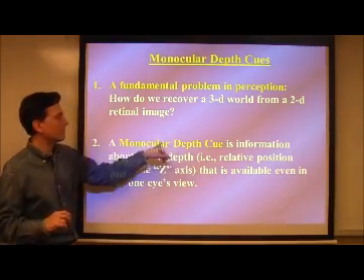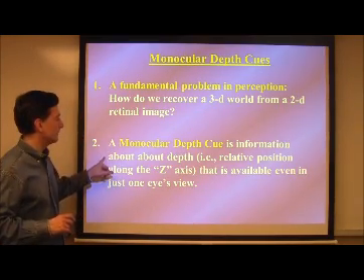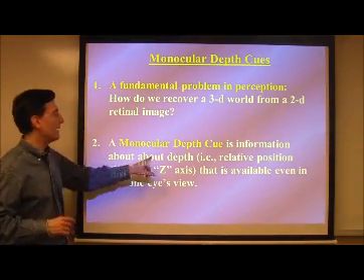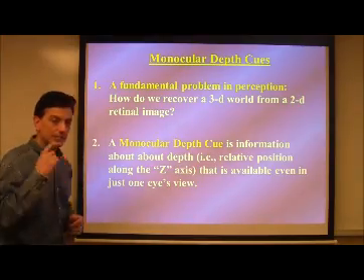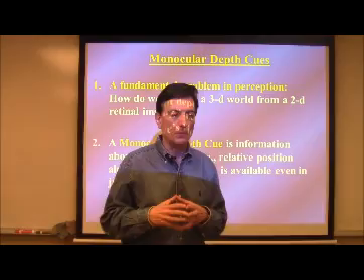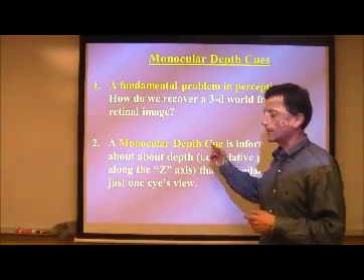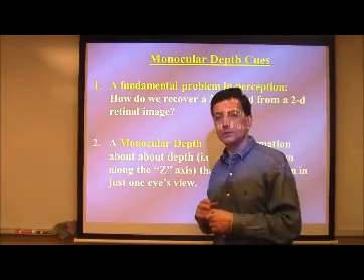We'll talk a little bit about a monocular depth cue. A monocular depth cue is information about depth that is available even in just one eye's view. And some of these are very, very simple. They almost are self-explanatory. One simple example of a monocular depth cue is the depth cue called occlusion.